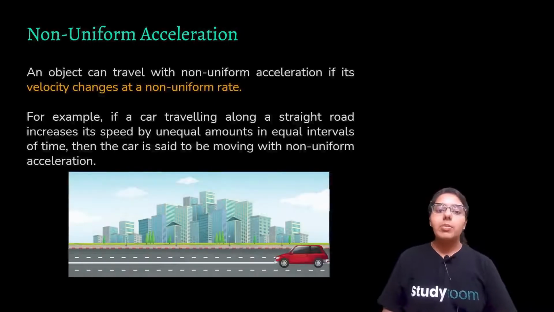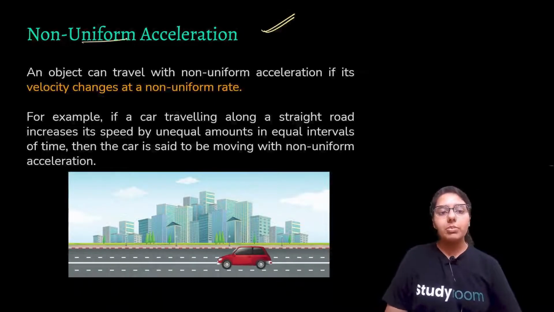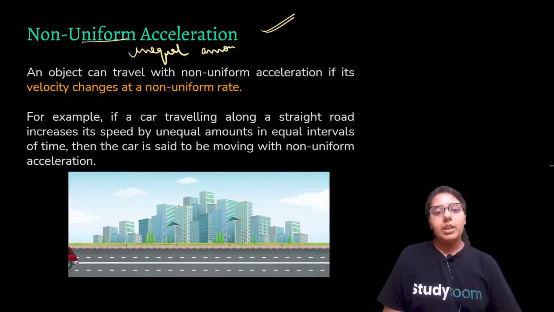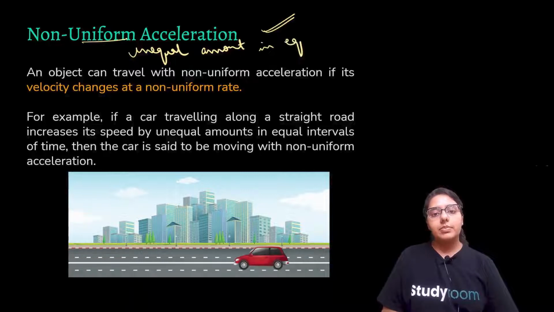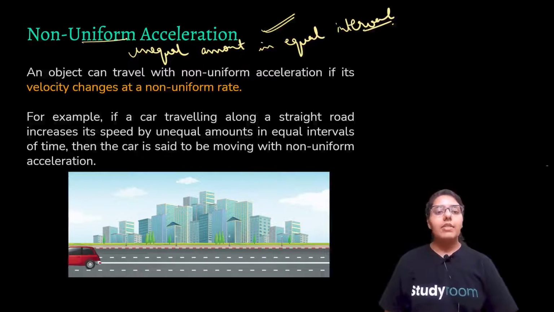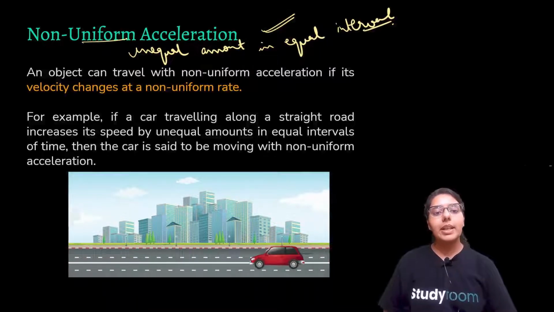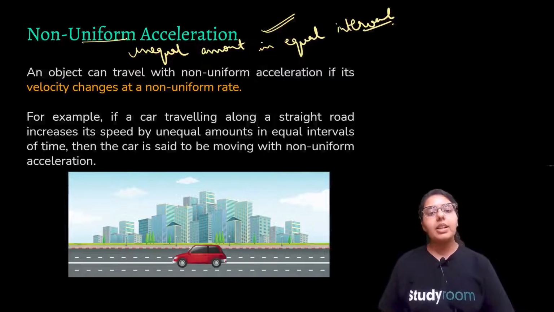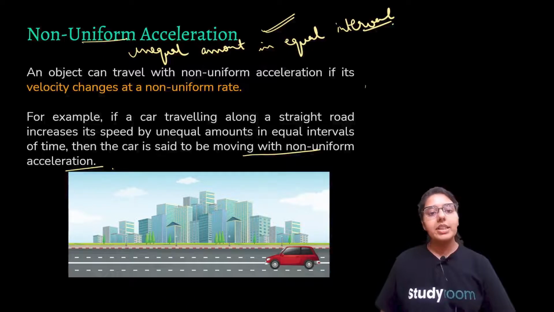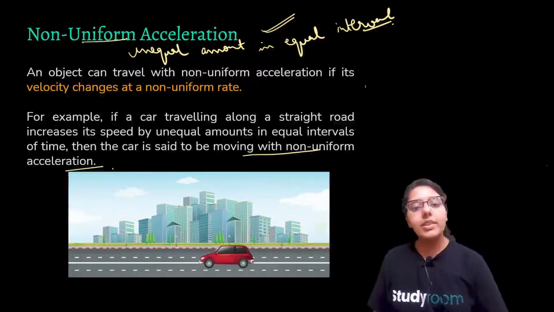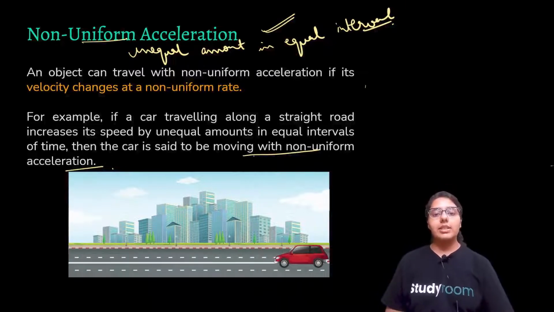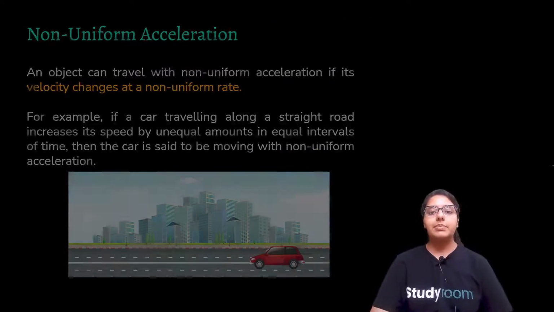So now we will talk about non-uniform acceleration. As the name suggests, non-uniform means unequal amounts covered in equal intervals. For example, we can take a car traveling along a straight line road, increasing its speed by unequal amounts in equal intervals of time, then the car is said to be moving with non-uniform acceleration. If a car is moving with uniform acceleration, then it is covering equal amounts in equal intervals of time. But since it is moving with non-uniform acceleration, it is covering unequal distances in equal intervals of time.